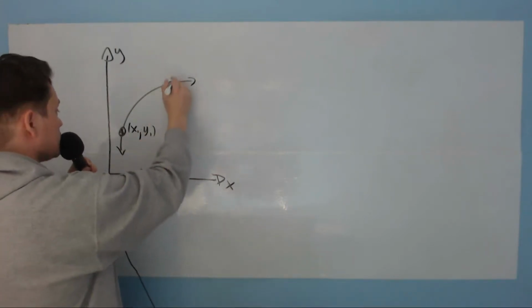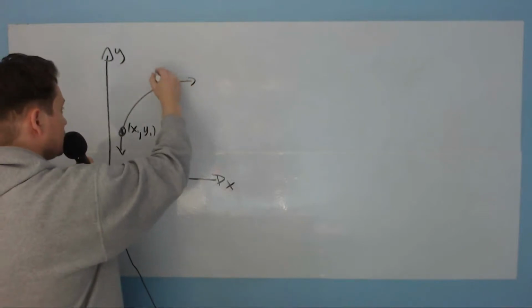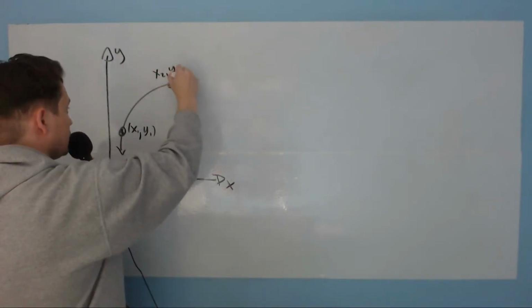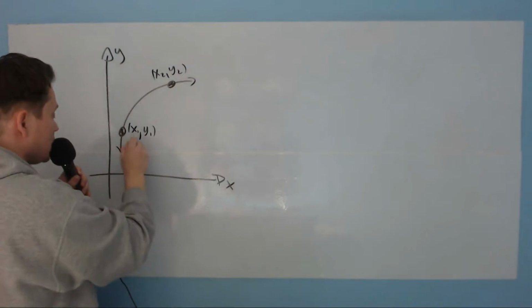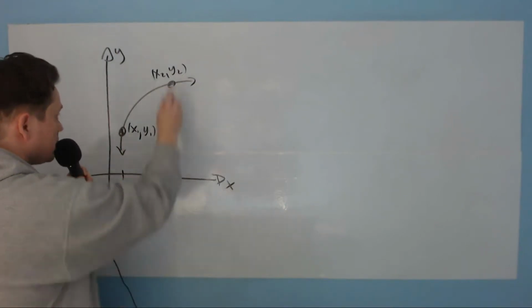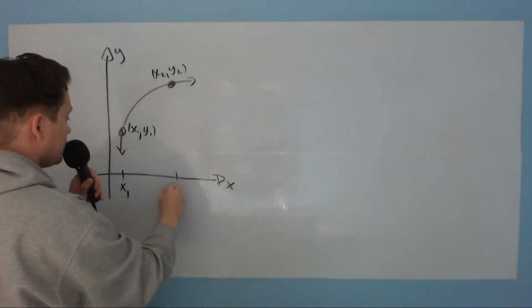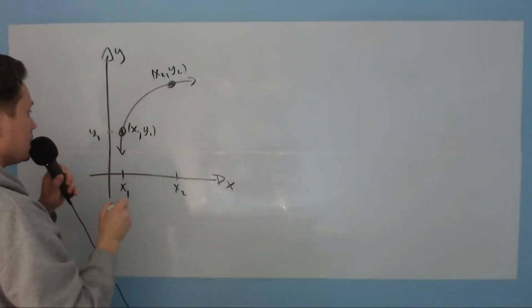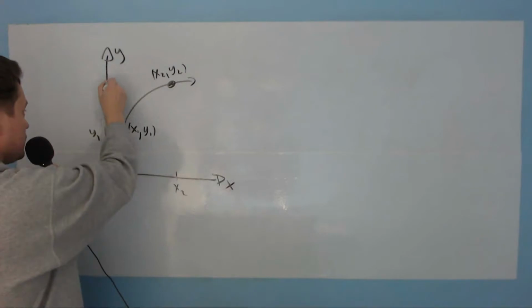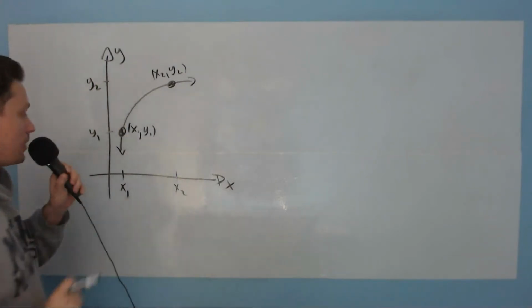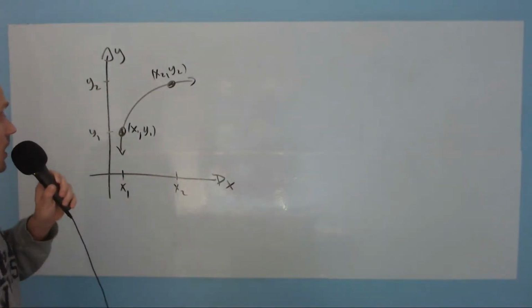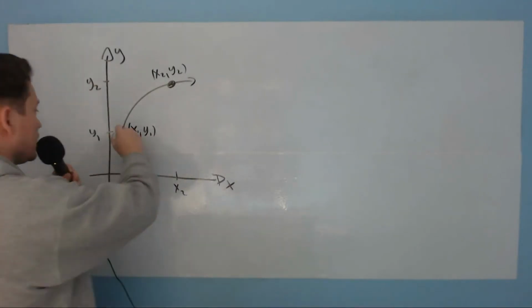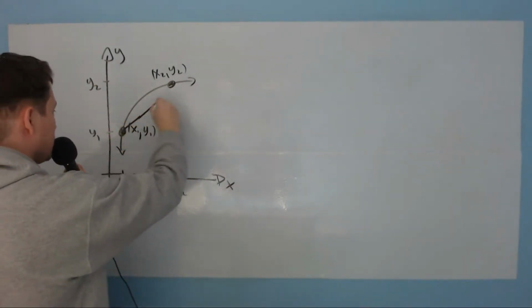Then the coordinates of this one, for example, could be x2 and then y2. Now remember what that means. That means the x-coordinate x1 comes from here, the x-coordinate x2 comes from about here, the y-coordinate y1 comes from here, and the y2 comes from about here. That's the y-coordinate.